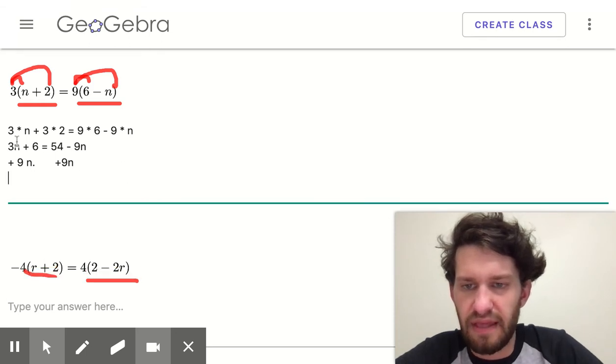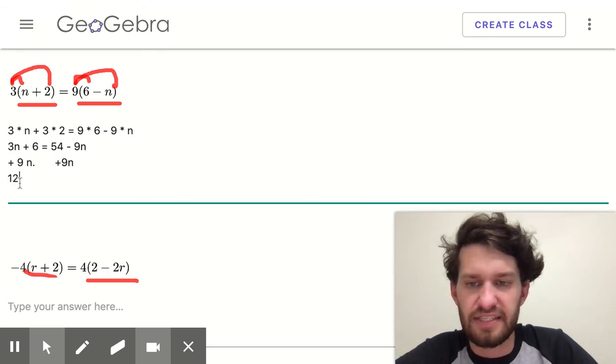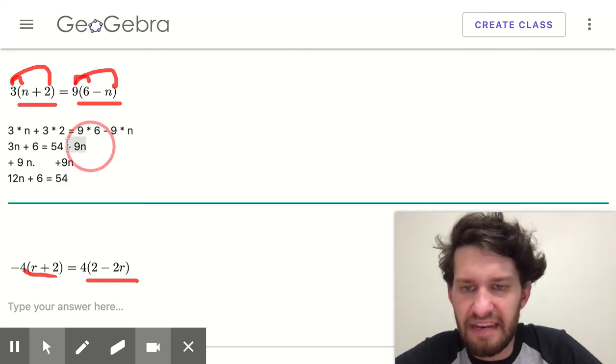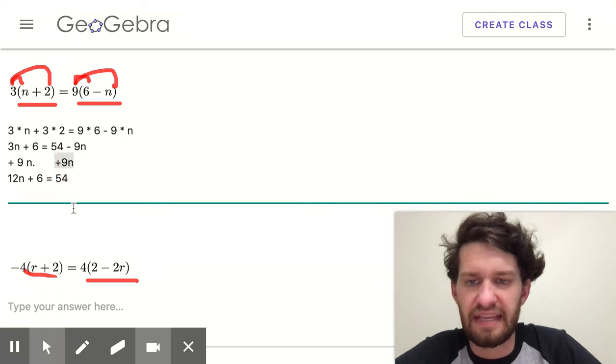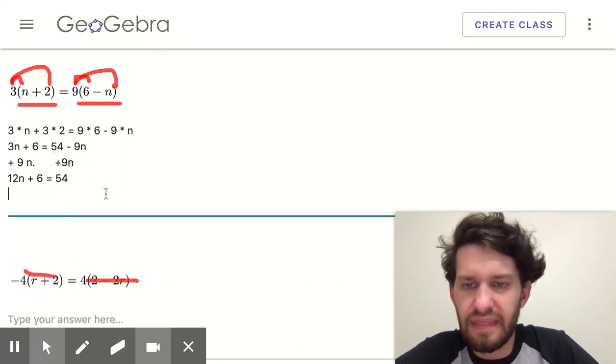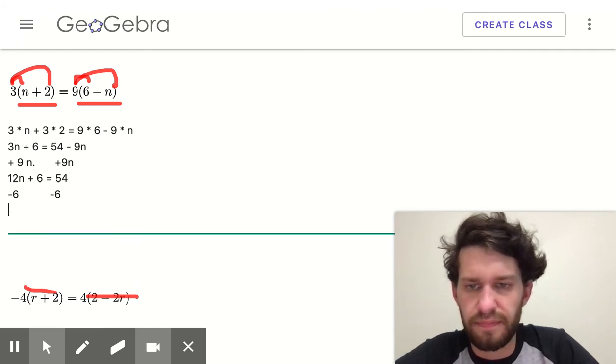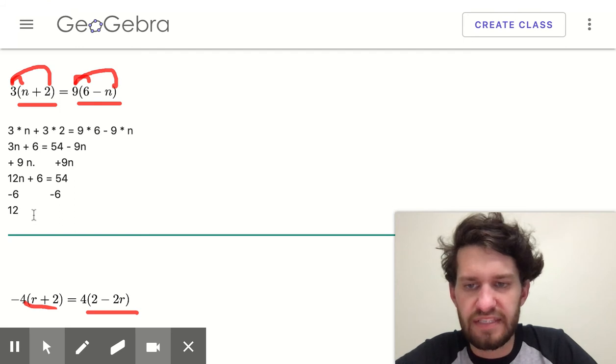So that's going to give me 3 n's plus 9 n's is a total of 12 n's. I still have 6 1's on that side. On the right side, I have 54 because negative 9n plus 9n cancels out. Now I've got to move those 1's, so I subtract 6 from both sides. That's going to give me 12 times n equals 54 minus 6, which is 48.